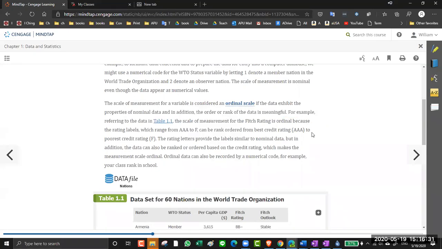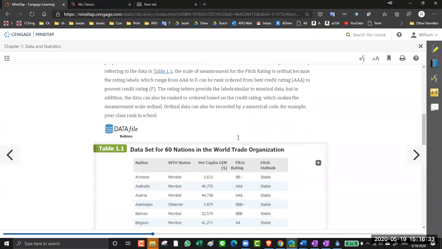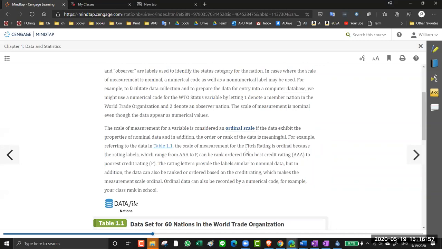Okay? Is that clear? Now, some people might say there's a ranking here, member versus observer, but maybe you could say that, maybe not. So you might want to say that it's ordinal, but we're just going to call it not ordinal. But this is definitely ordinal. Okay, is that clear? Ordinal can be ranked.